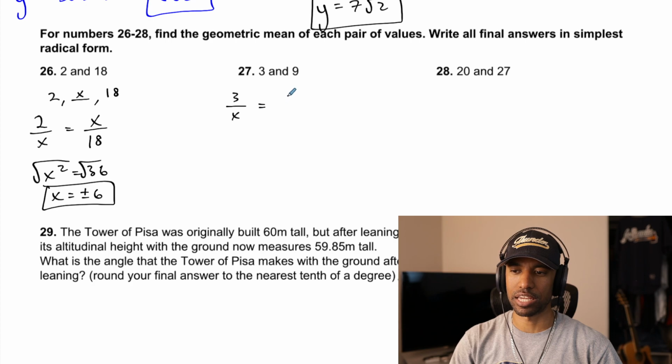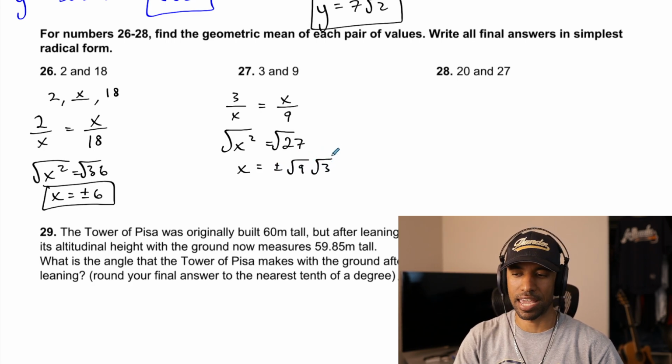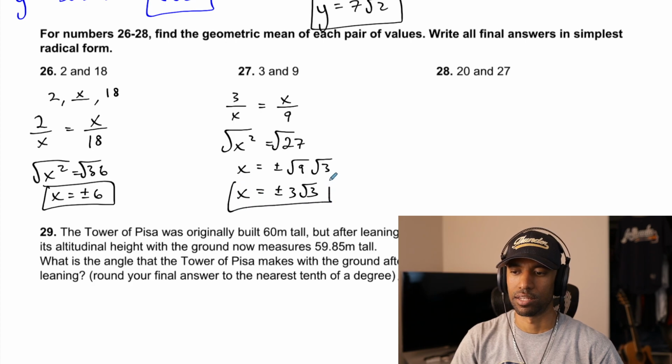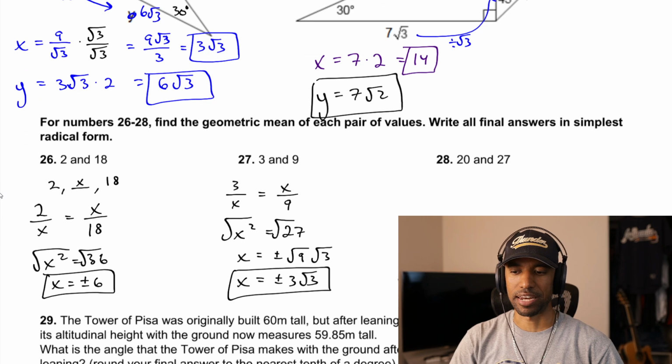3 over x equals x over 9. Doesn't get much trickier than that as far as setup here. Cross multiply, we get x squared equals 27. Take the square root of both sides. X is plus or minus. I got a root 9 times root 3, and I choose root 9 because I can take the square root of 9. That gives me 3, so this will be plus or minus 3 root 3. Hey, we got an x equal 3 root 3 before. Look at that. Only now it's plus or minus.